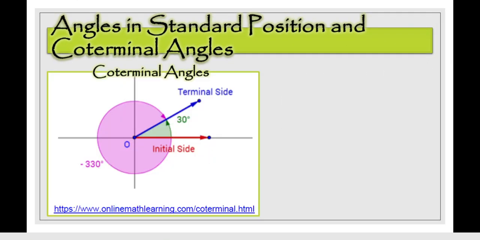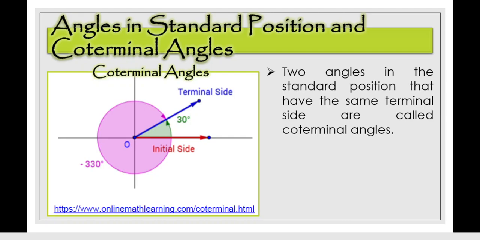So, now let's have the coterminal angles. Two angles in the standard position that have the same terminal side are called coterminal angles. So, masasabi natin na ang dalawang angles ay coterminal angles kapag sila ay nag-share ng terminal side. So, by looking at this illustration, we actually have two involved na angles.